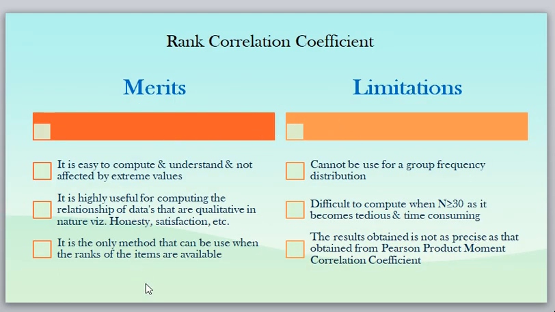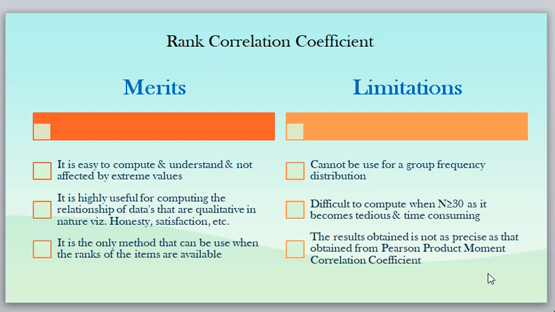And now let us look at the merits and limitations of the rank correlation coefficient. The merits are that it is easy to compute and understand and not affected by extreme values. And the next is that it is highly useful for computing the relationship of data that are of a qualitative nature, for example, honesty and satisfaction. So when our data are qualitative in nature, then we can use rank correlation. And next, it is the only method that can be used when only the ranks of the items are available.